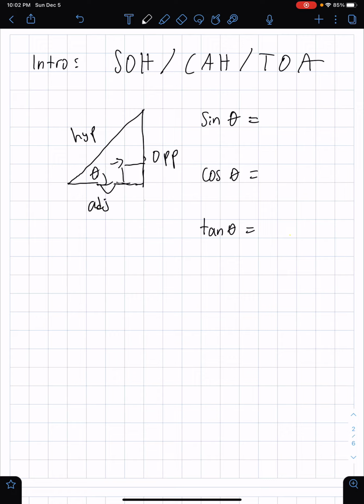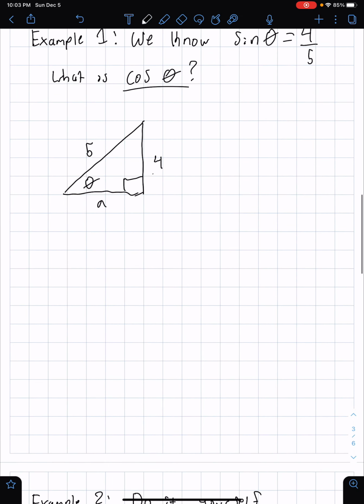So now, looking at this first section, we have SOH, which corresponds to the sine. And sine is the opposite over the hypotenuse. And then we have CAH, which corresponds to cosine, which is the adjacent over the hypotenuse. And lastly, we have tangent, which is the opposite over the adjacent. So if you ever get stuck, just remember SOHCAHTOA, and then you'll be able to find what the trig ratios are. So now let's use these trig ratios in a problem.